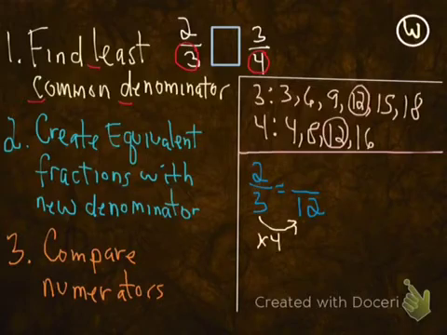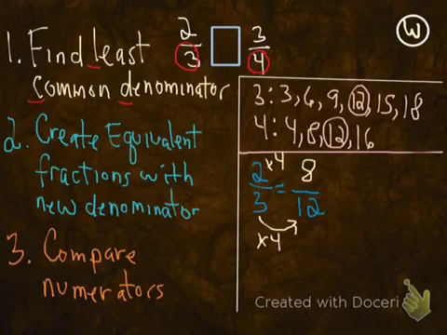So if we multiply the 3 by 4 to get to 12, we also multiply the 2 by 4 to see what our new numerator is. And 2 times 4 will get us 8. Okay, so 2/3 is equivalent to 8/12.